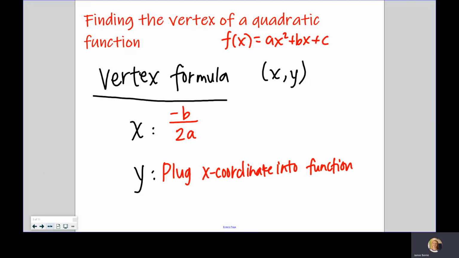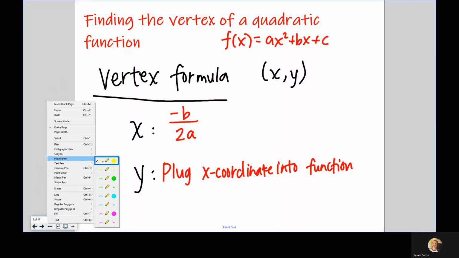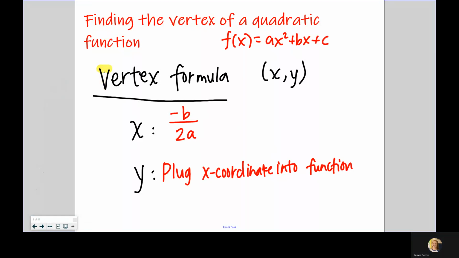All right, so make sure you have this vertex formula written down, very important. You should write that down on your index card for the test. All right, so now let's look at an example where we're going to find the vertex.